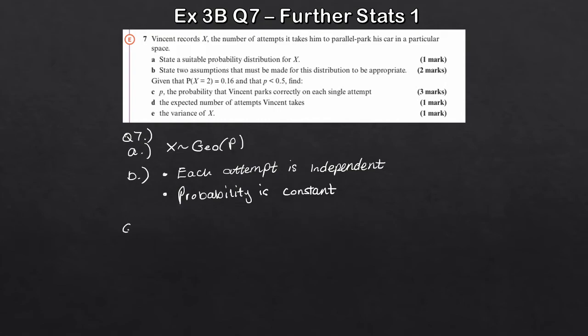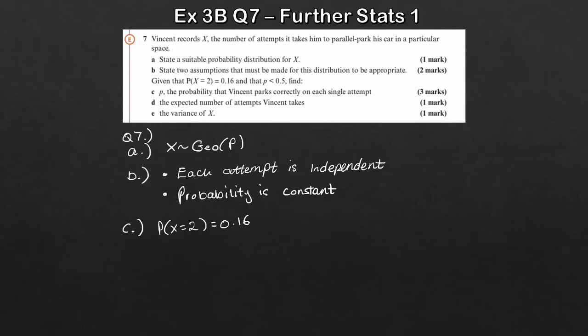Part C then. Given that the probability of x equals 2 is 0.16 and that P is less than 0.5, or a half, find P. So the probability that Vincent parks correctly on each single attempt. So something slightly different. We've not come across anything just like this yet. So what we're told is that the probability of x equals 2 is 0.16.